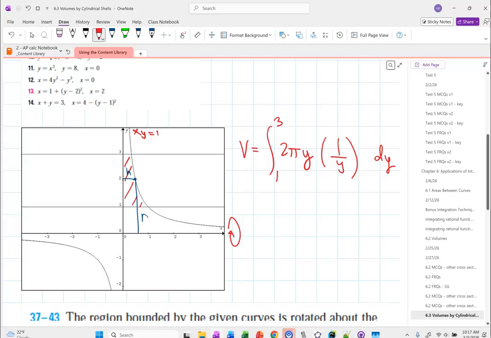Why are we going... So let's think about the radius. The longest the radius could be is 3, and the shortest it could be is 1. If the radius is the y coordinate, it goes from 1 to 3. It shouldn't be 0, because there's no radius between 0 and 1; the first radius starts at 1. So I'm thinking hard about the bounds in terms of radius, especially when my function doesn't butt right up against the axis that I'm rotating about.